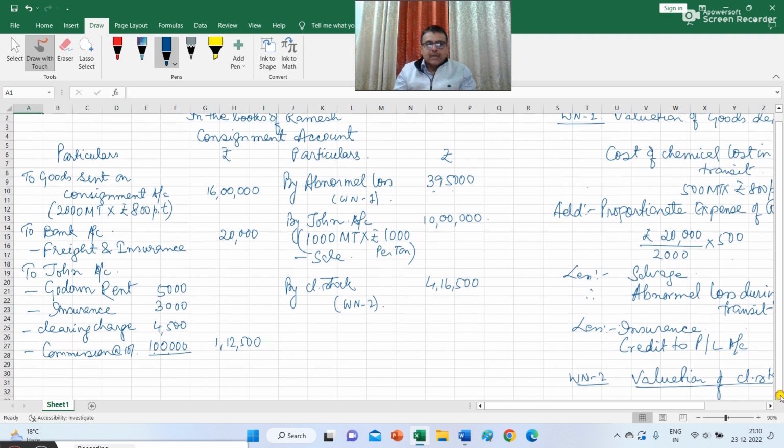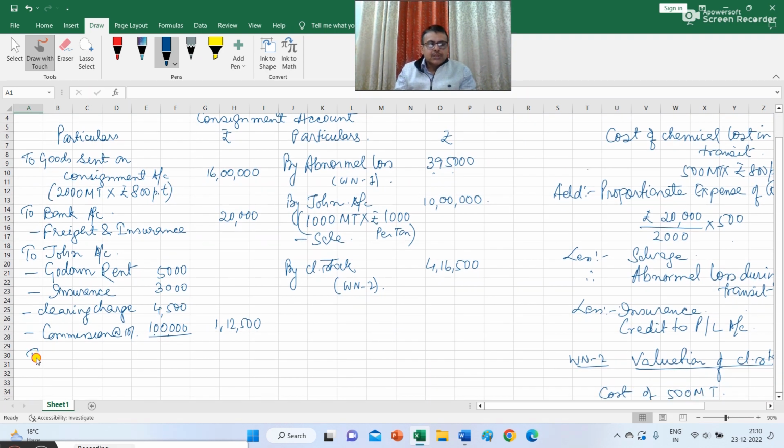Now I have to calculate what is the amount of profit. So you will get a balancing figure, and the figure will be transferred to profit and loss account. And the amount of profit on consignment is 79,000. This is the balancing figure. And the sum total of debit and credit side is 18,11,500. So this is all about your consignment account.